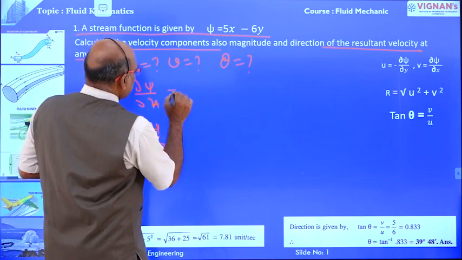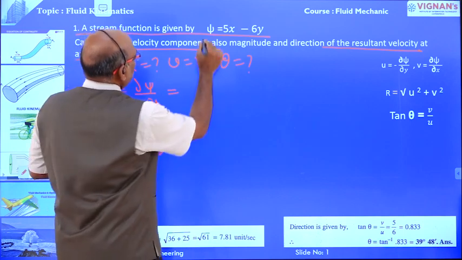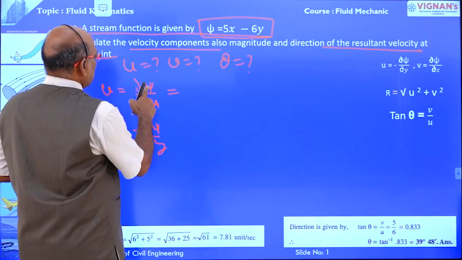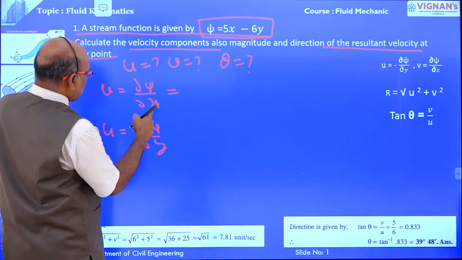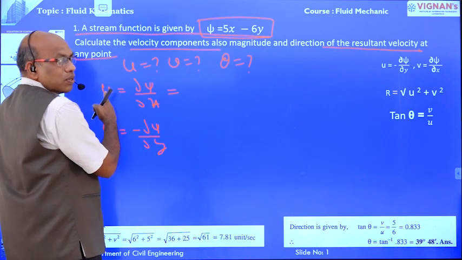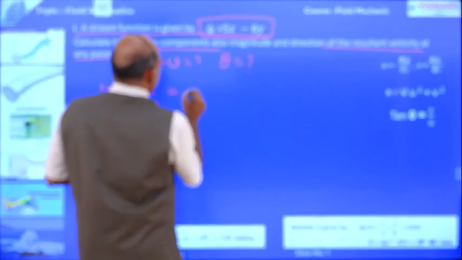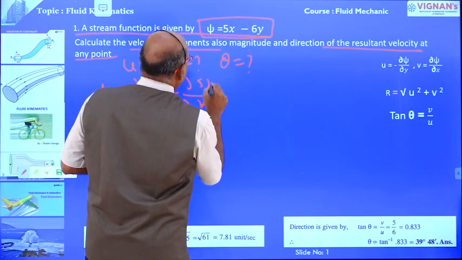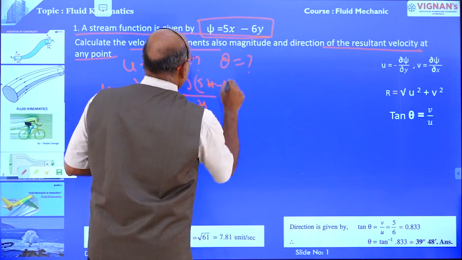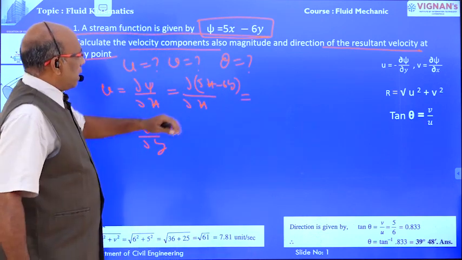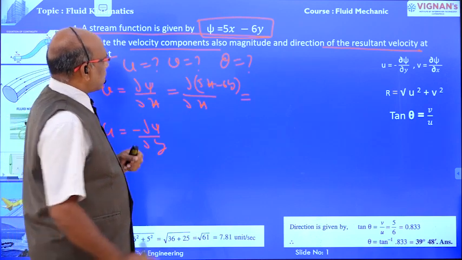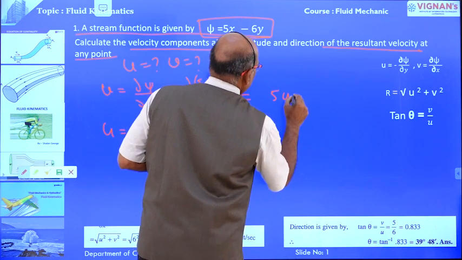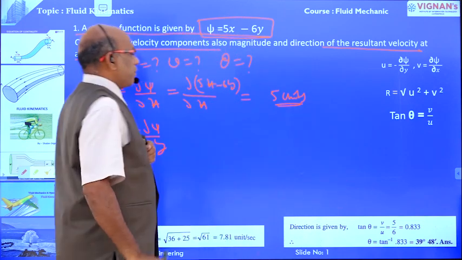Now therefore v is equal to, psi is given. This psi is equal to 5x minus 6y. Therefore, differentiating psi with respect to x gives us the velocity component in the y direction. So v is equal to dou psi by dou x. Psi is nothing but 5x minus 6y. Differentiating with respect to x, this is equal to 5 units.